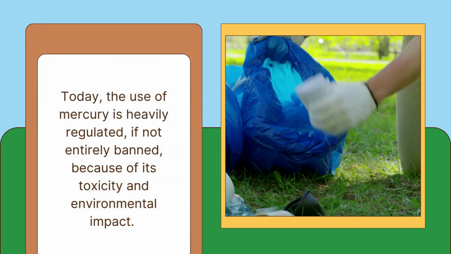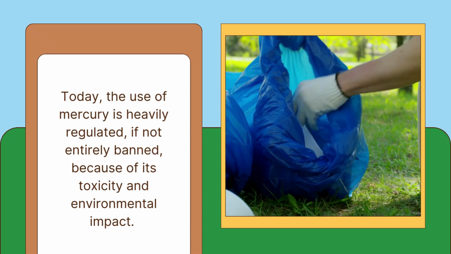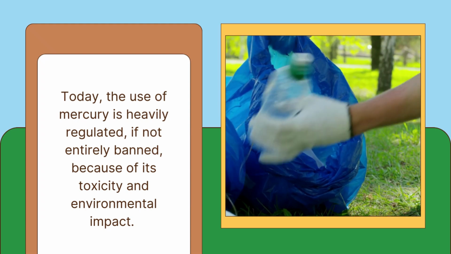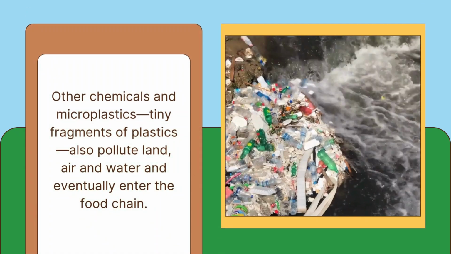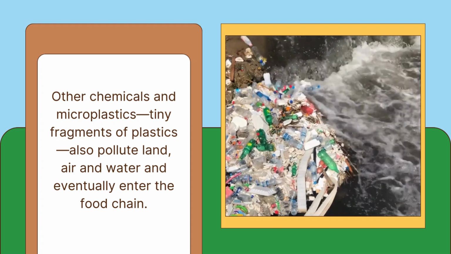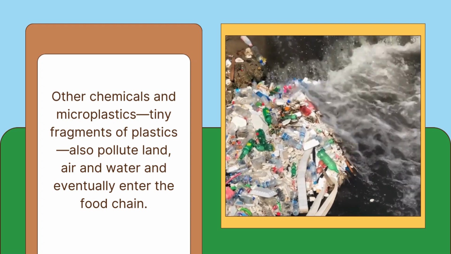Today, the use of mercury is heavily regulated, if not entirely banned, because of its toxicity and environmental impact. Other chemicals and microplastics, tiny fragments of plastics, also pollute land, air and water and eventually enter the food chain.